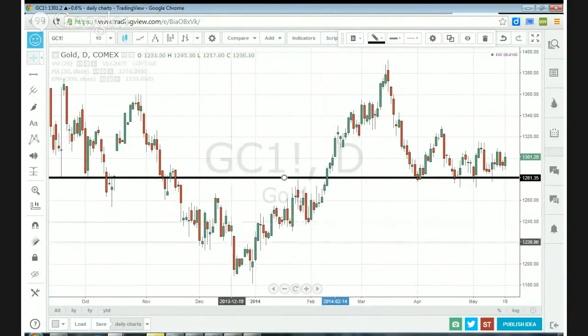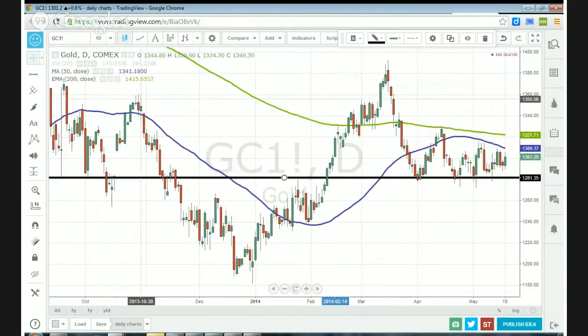Okay, so here we see, so long as that support at 1280 is maintained, and let's actually add the moving averages. Okay, that's the other issue. Maintaining support is very positive for the bulls. Big battle up here. Once we clear 1321, I think the market could move much faster. That's the major overhead here.